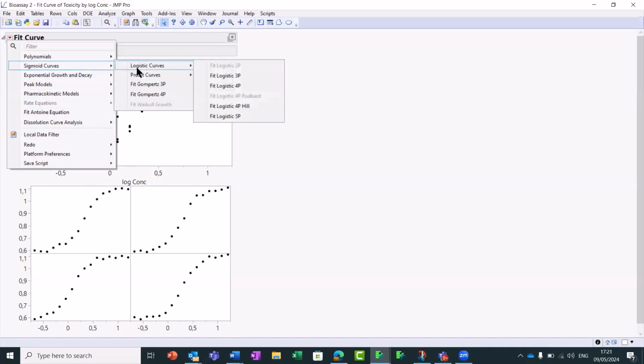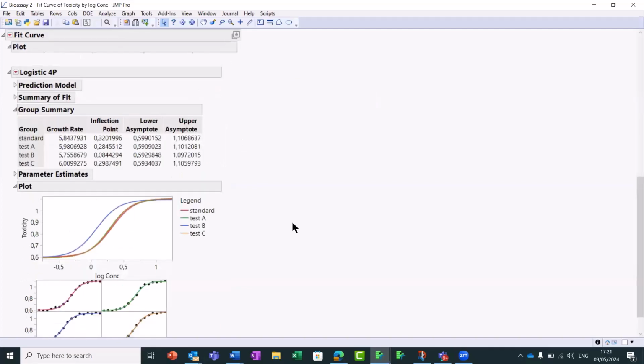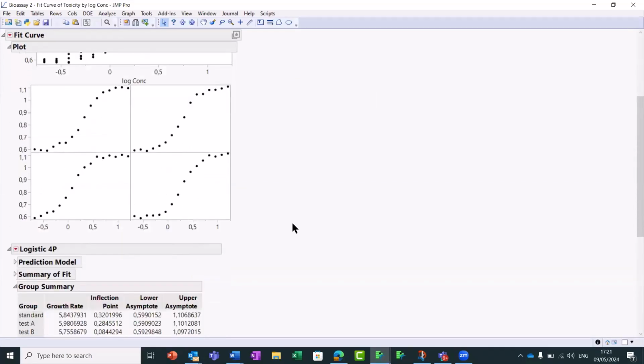I would first try the logistic curve. And it seems to be a 4-parameter, because you have the lower asymptote, the upper asymptote, the growth rate and also the inflection point. So you will have 4 parameters. In my case, I will use the fit logistic 4P for 4 parameters. And now the model has been applied to the data.